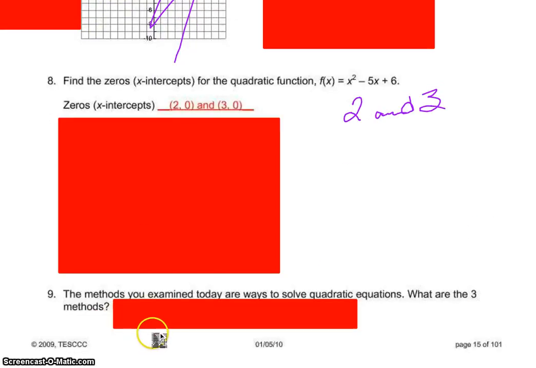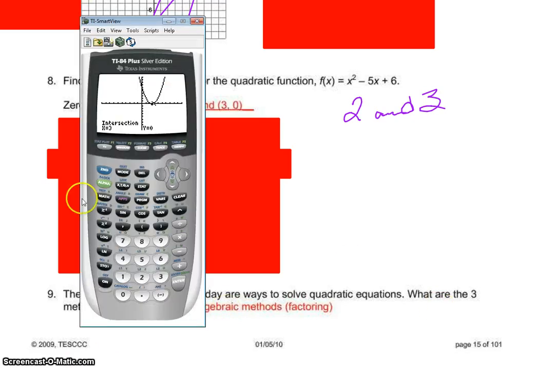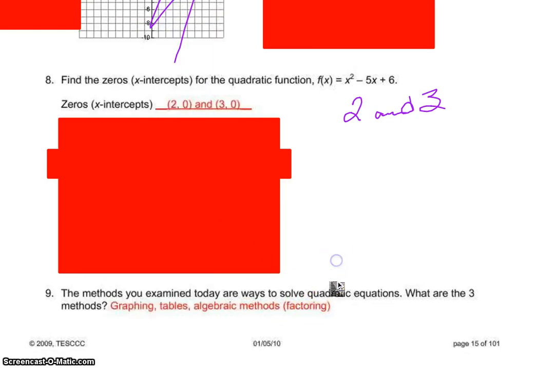Number 9, the methods you examined today are ways to solve quadratic equations. What are the 3 methods? Well, what we looked at is looking at your graph, a little bit about looking at your tables, and factoring. When they're talking about looking at your table, if you went second graph and pulled up your table, you would look where y2 and y1 were the same. So do you see how it's a 2 and a 0? They're not the same. It's a 0 and a 0, so 2 is an answer. 0 and 0, 3 is an answer. 2 and 0, not the same. So that is another way to do it, using your table. Second calc 5, enter, enter, enter, is probably your fastest way to do this, though.